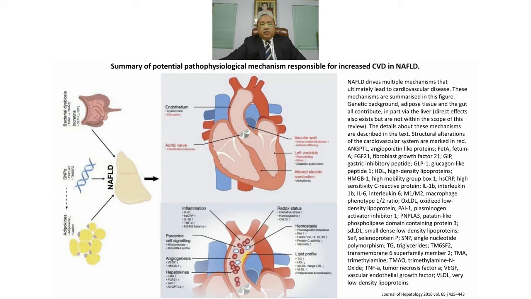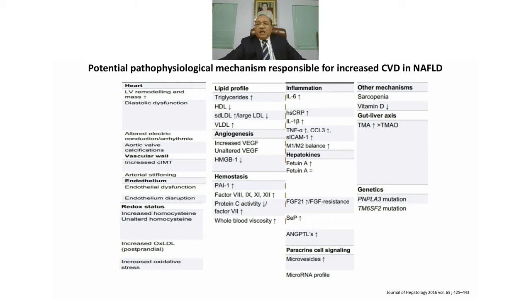These are the potential pathophysiologic mechanisms responsible for increased cardiovascular disease in NAFLD. They are diastolic dysfunction, LV remodeling, altered electrical conduction leading to atrial fibrillation and cardiac arrhythmias, and aortic valve calcification. And there are vascular wall abnormalities, endothelial dysfunction, the redox status leading to increased homocysteine, and increased oxidative low density lipoprotein. They are disturbed lipid profile.